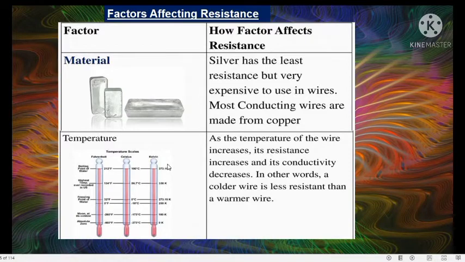Second factor is temperature. As temperature of wire increases, its resistance increases and its conductivity decreases. As we know, resistance opposes the flow of current. As resistance increases, the current decreases, thus conductivity decreases. In other words, a colder wire is less resistant than a warmer wire.